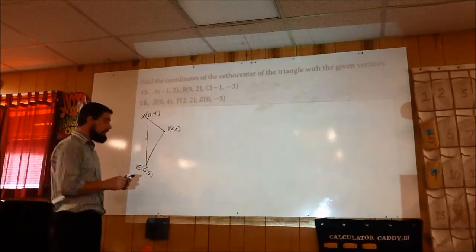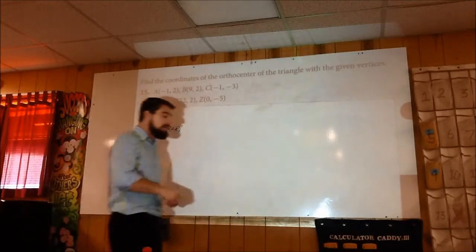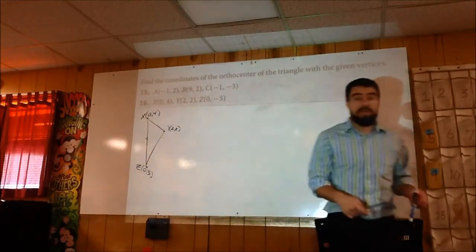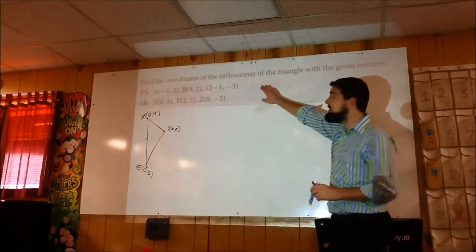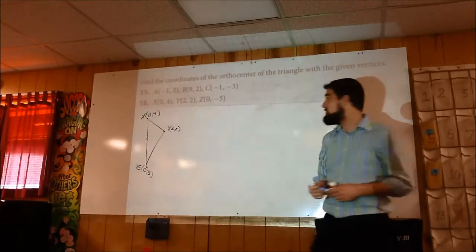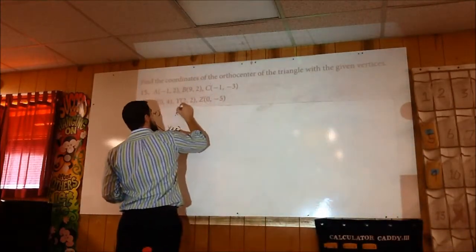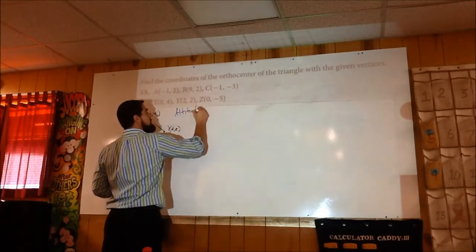So anyway, I always do a quick sketch just so I know what this triangle kind of looks like, okay? From there, you need to figure out what are the equations that you're looking for. Well, if it's the orthocenter we're trying to find, we need the altitudes. So I know that I'm looking for the altitudes.